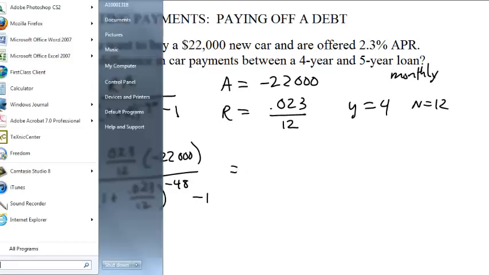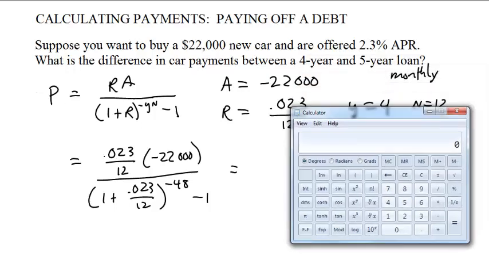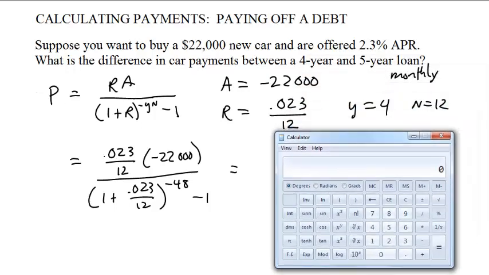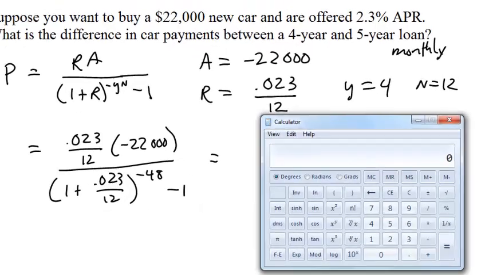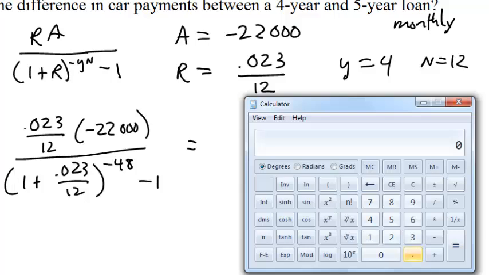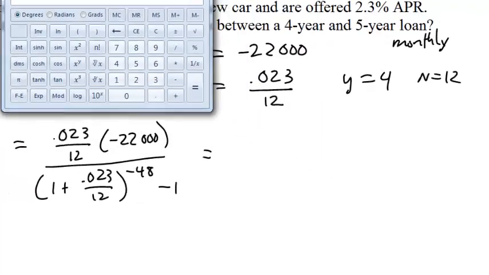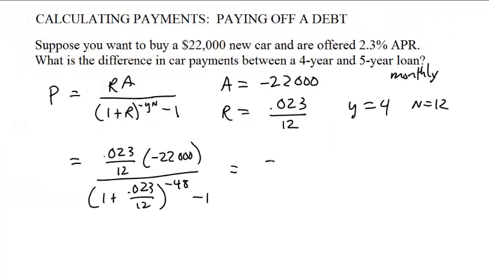So what does this do? Let's break out the calculator. Please tell me in class if you want me to zoom in on it again. I think it's kind of nice to be able to see the calculator and the formula at the same time. That numerator is 0.023 divided by 12 times negative 22,000, which is negative 42.16666666. Let's get lots of digits.